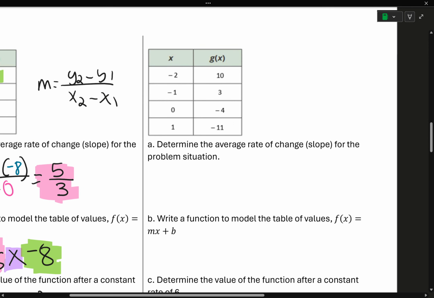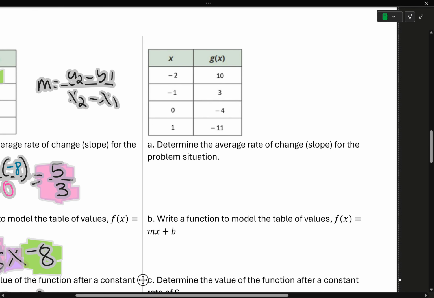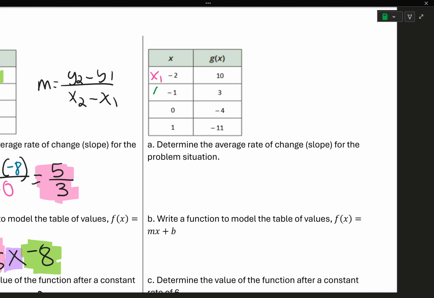One more of these, and hopefully you'll feel confident for the test. All right, let's label our table so we could find the average rate of change. x1, x2, y1, y2. All right, I'm following that formula on the left-hand side for slope. y2 is 3 minus y1, which is 10. On the bottom, I have x2, which is -1, minus x1, which is -2.